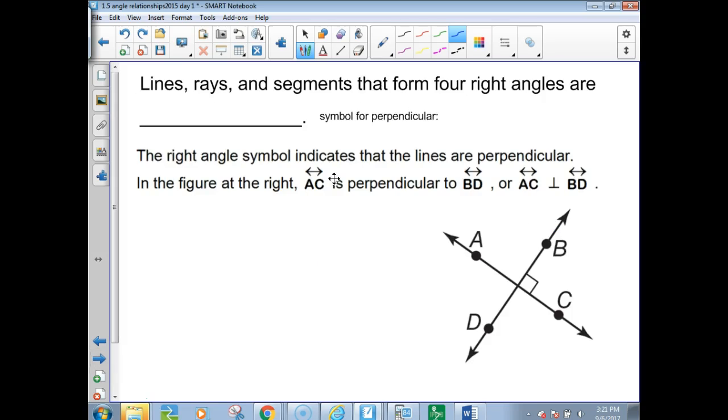All right, perpendicular. Lines, rays, or segments that form four right angles are perpendicular. The symbol for perpendicular is an upside down capital T. The right angle symbol also indicates that the lines are perpendicular. In this diagram, that means this is 90, this one's 90, and this one's 90. So once you have one right angle when lines intersect, you have four.